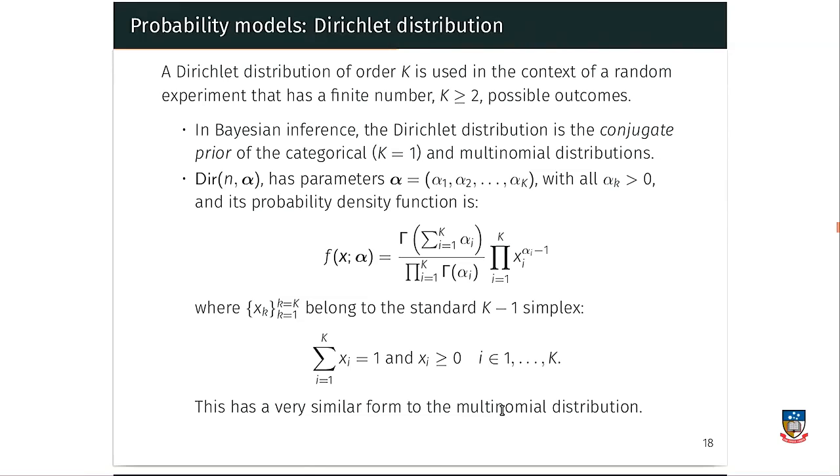This is where the Dirichlet distribution comes in. A Dirichlet distribution of order k is used in the context of a random experiment that has more than 2 outcomes. In Bayesian inference, we say that the Dirichlet distribution is a conjugate prior of the categorical and multinomial distributions.